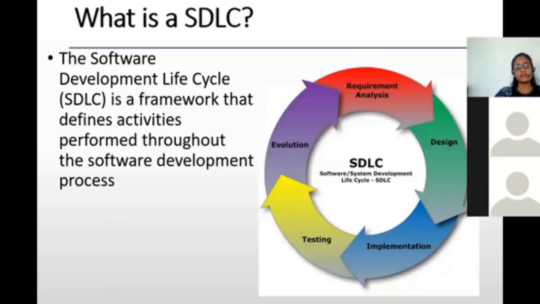Here the definition says the software development life cycle is a framework that defines activities performed throughout the software development process. That means in order to develop proper software, each and every software has to go through these activities or phases. Normally, we start with the feasibility study, and then requirement gathering and analysis, designing, implementation, testing, and evolution.